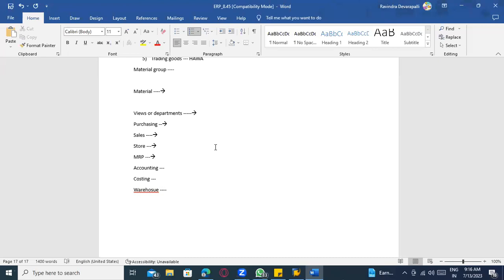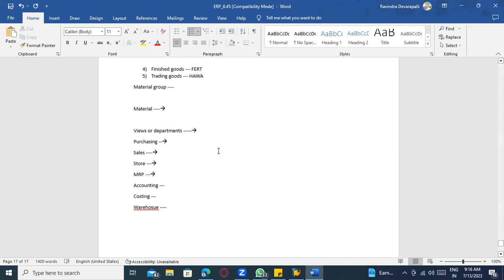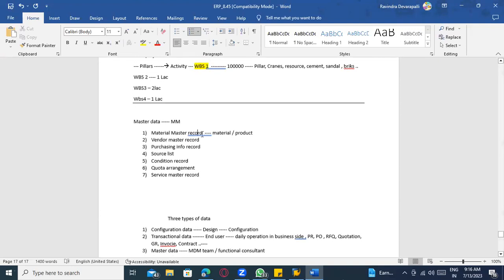If it is sales related, then whether these are taxable products or non-taxable products, whether it is fully taxed or 50% taxed. All this information will be maintained in the material master record. Clear? Yeah. Okay. So this is what we define in the material master record.